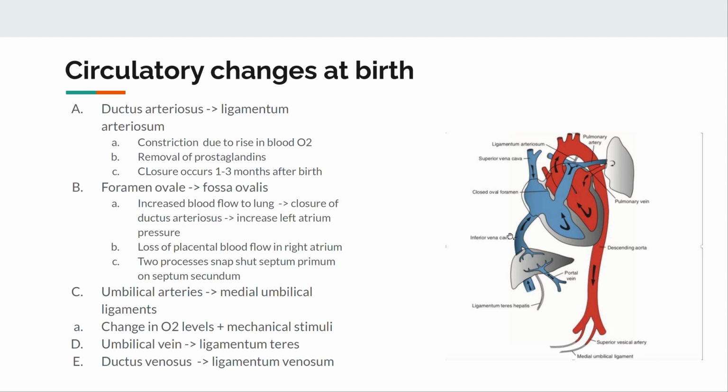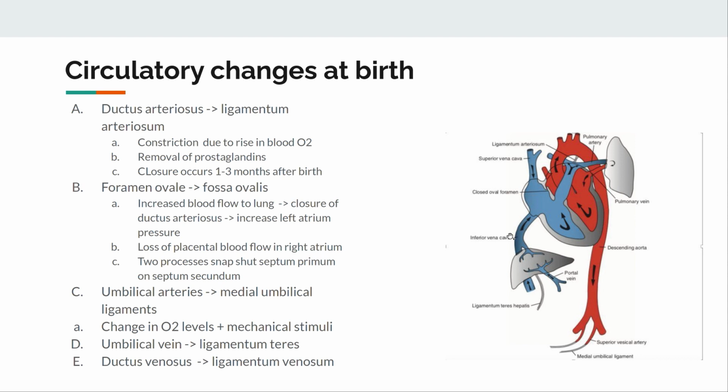Now, usually it closes about 1 to 3 months after birth, so it does take some time to fully close, but most of the closing does occur straight after birth. Next, you've got your foramen ovale. This becomes your fossa ovalis in the adult, and the main reason for this is twofold.